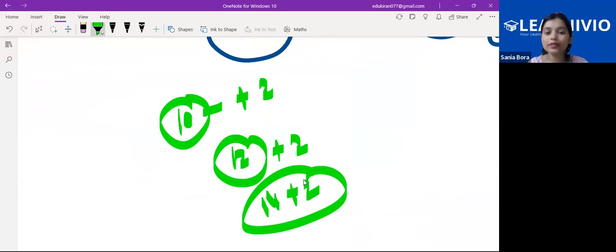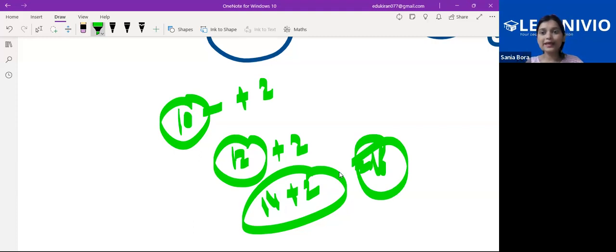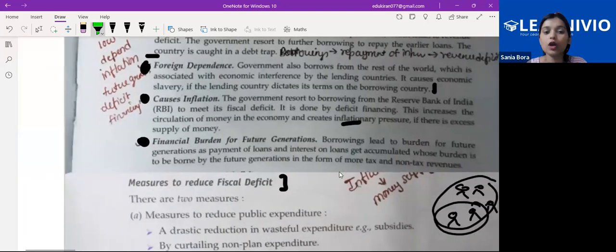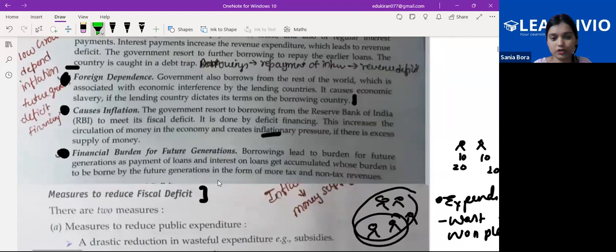Right? So at that time, what will you do? 14 plus 2, that means 16 rupees you have to pay, because I didn't pay the tax and it got accumulated. It keeps on accumulating. And the burden was not on me, but on the future government. Your government was the next government. So that future government had the tension that they will now be paying the tax, they will be paying the loan. So this is called future burden for the future generation.